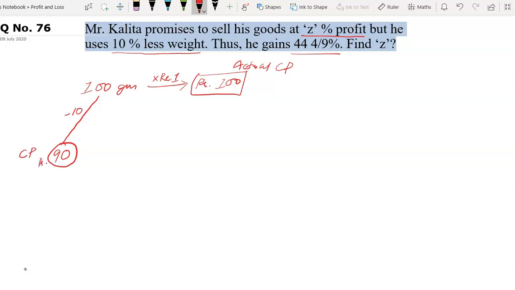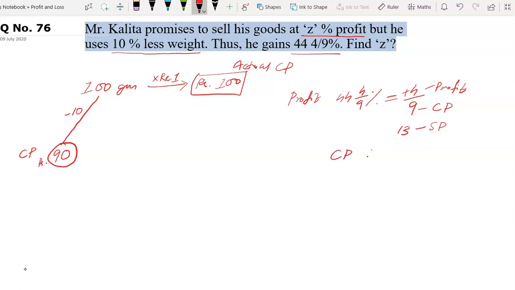Now he gains 44 4 by 9%. His profit is 44 4 by 9%. In fraction, if we convert this, we will get 4 by 9. So this is his profit and this is his CP. So our SP will be how much? CP plus profit, 9 plus 4, 13.